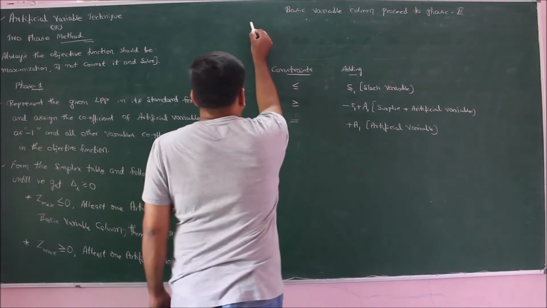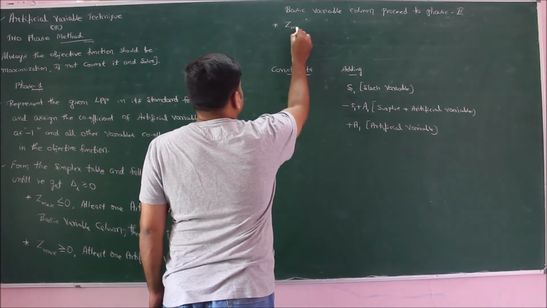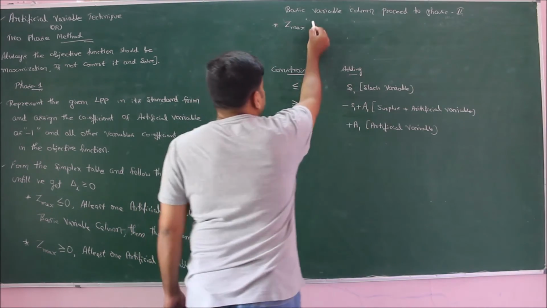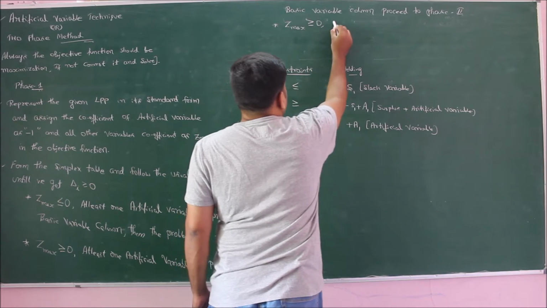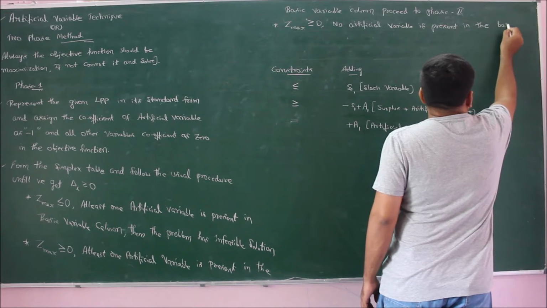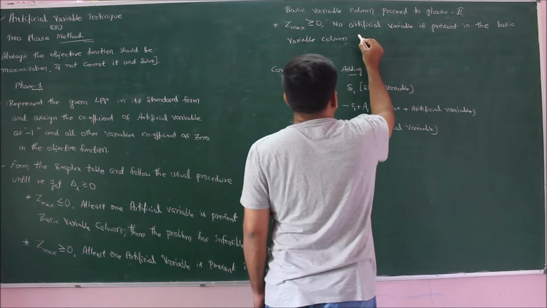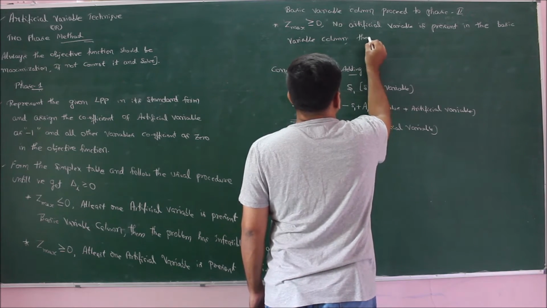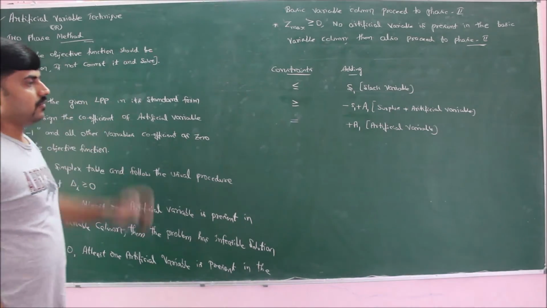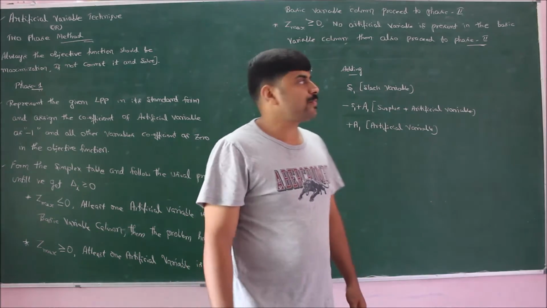Next, moving on, the third condition to be checked is this: once you obtain the stage where all the values of delta I are greater than or equal to 0 and Zmax is also greater than or equal to 0 and no artificial variable is present in the basic variable column, then also proceed to phase 2. So this is the procedure you should follow for phase 1 in the two-phase simplex method.